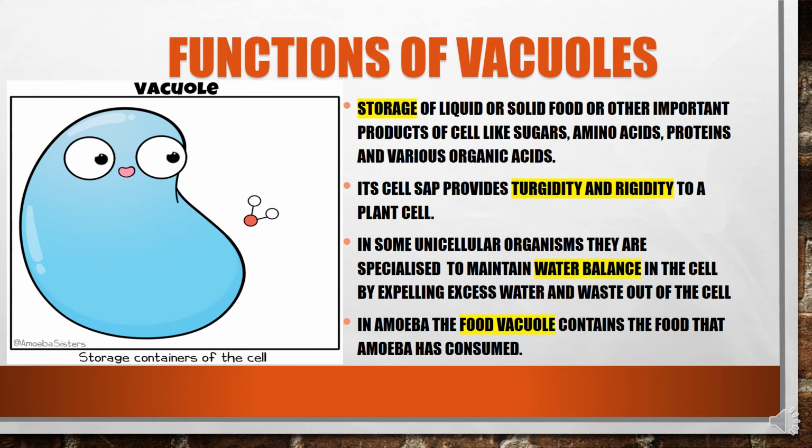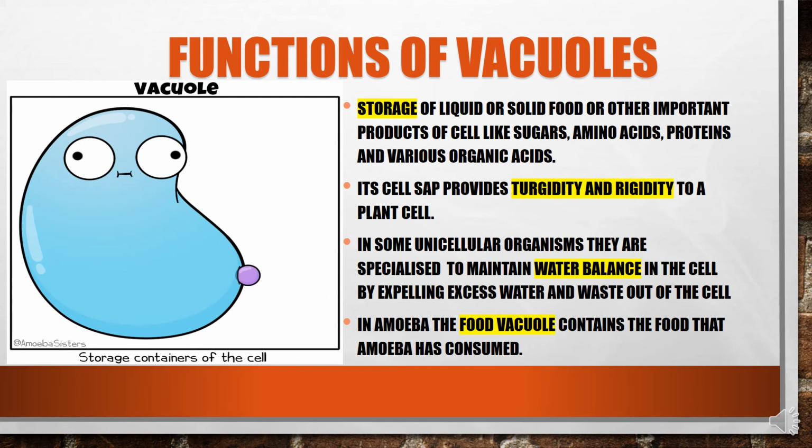And the second important function is that because they have a kind of cell sap fluid present inside them, they provide a kind of turgidity. Turgidity means there is a little stiffness inside the cells. Vacuoles provide turgidity and rigidity to the plant cell, because in plant cell they are very large in size and they are filled with the fluid, hence they provide turgidity and rigidity. And in some unicellular organisms, they are specialized to maintain water balance in the cell by expelling excess water and waste out of the cell.